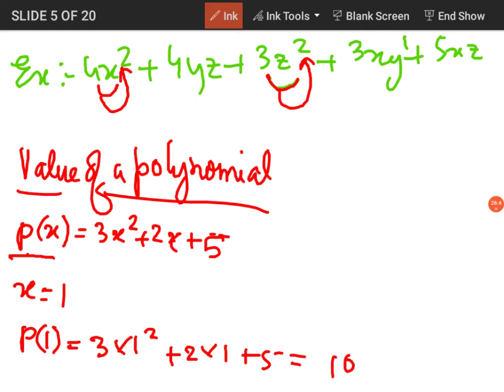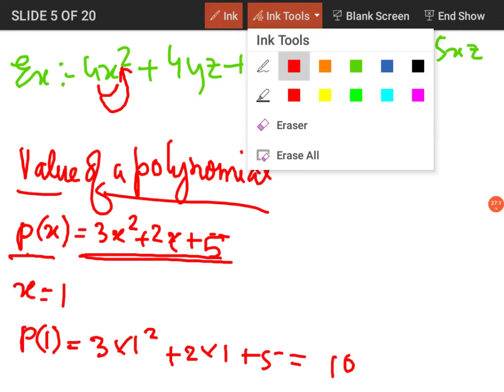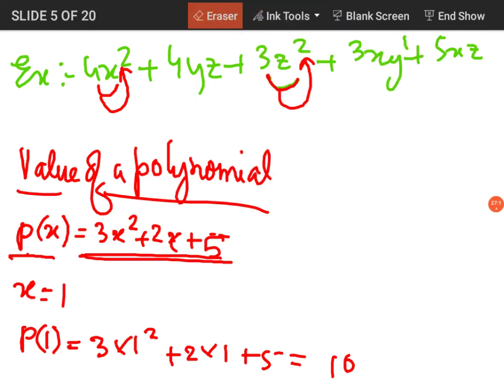Okay, so again, now if another person wants to find the value of this polynomial at x equals 2, then he can do so by replacing x in this polynomial with 2, and the answer that he will get is the value of this polynomial for x at 2, correct? Now this is how we define the value of a polynomial.